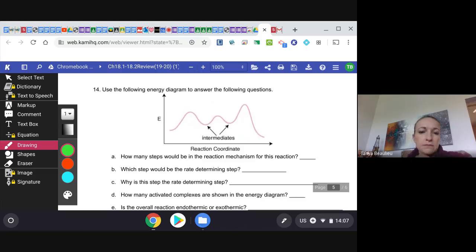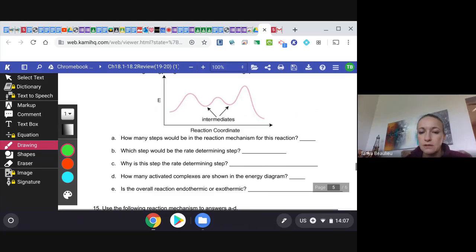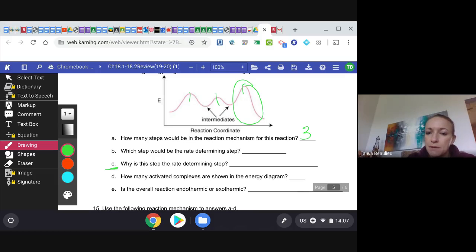Reaction mechanisms. For the most part, kids are doing pretty well with interpreting the graph. One of the main ideas though I keep seeing is for letter C, why is this a rate determining step? So kind of starting in the beginning, how many steps would be in the reaction mechanism for this reaction? Well, you have 3 peaks. So you're going to have 3 steps. The rate determining step is the last step here.